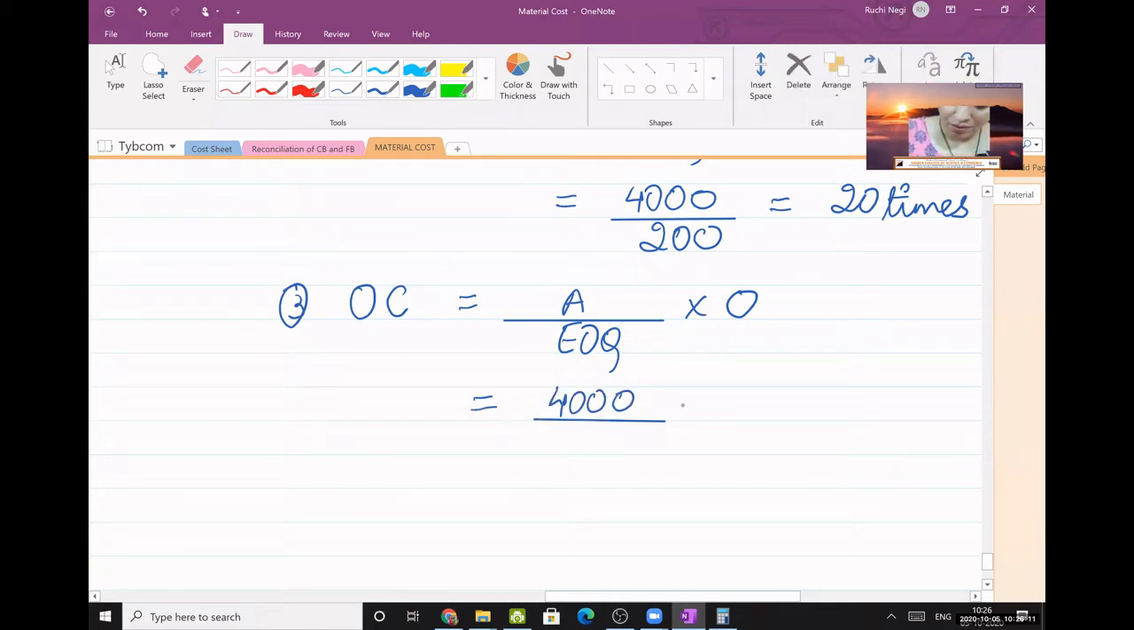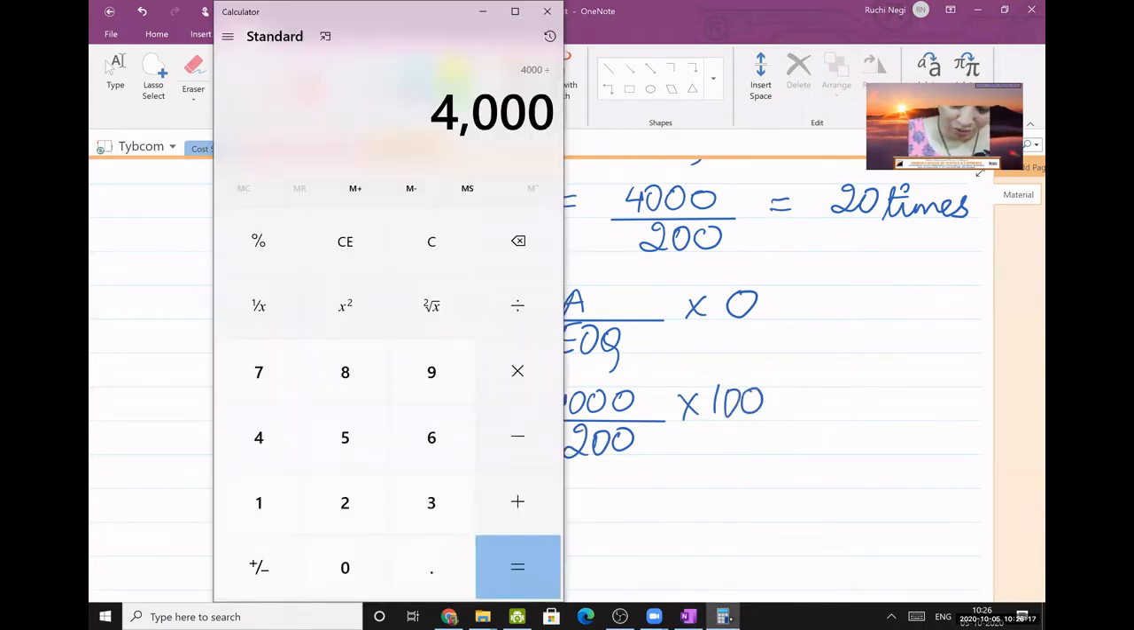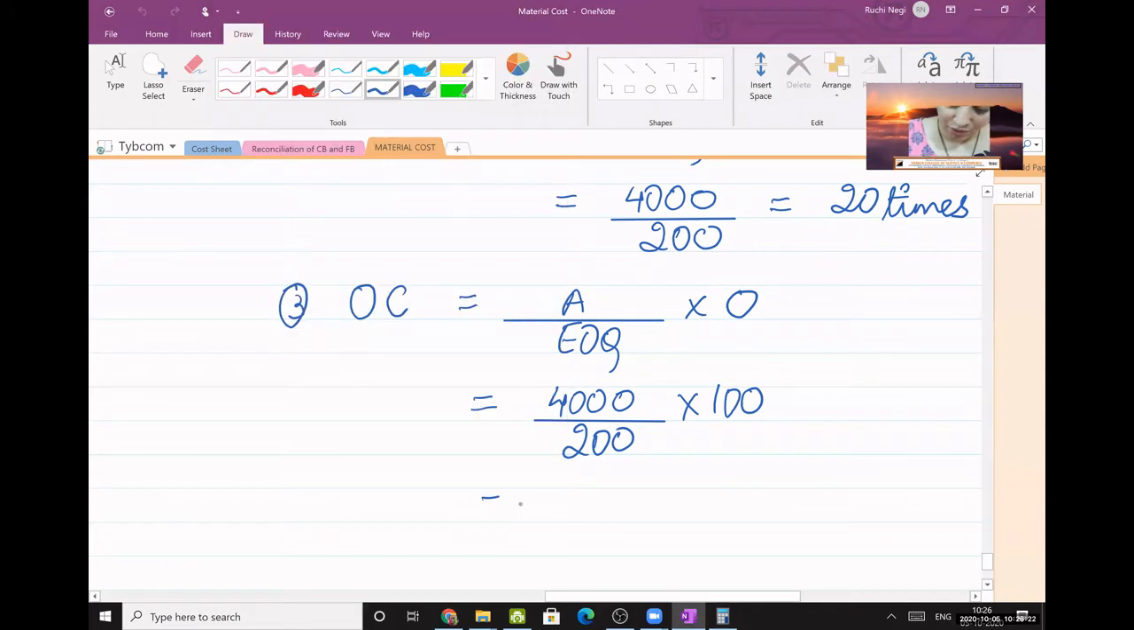200. O is how much? 100. Okay. So 4,000 divided by 200 into 100. So the answer is 2,000. So right here, 2,000. Okay. You can cross check this. It's the cross checking also I have taught you.